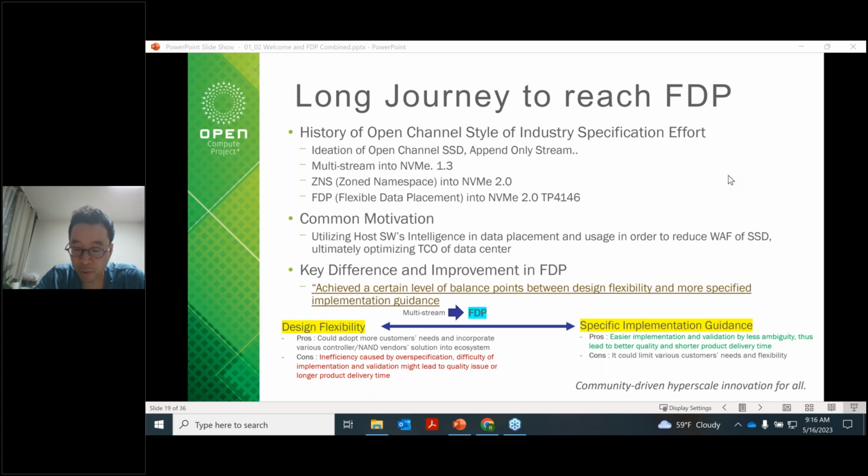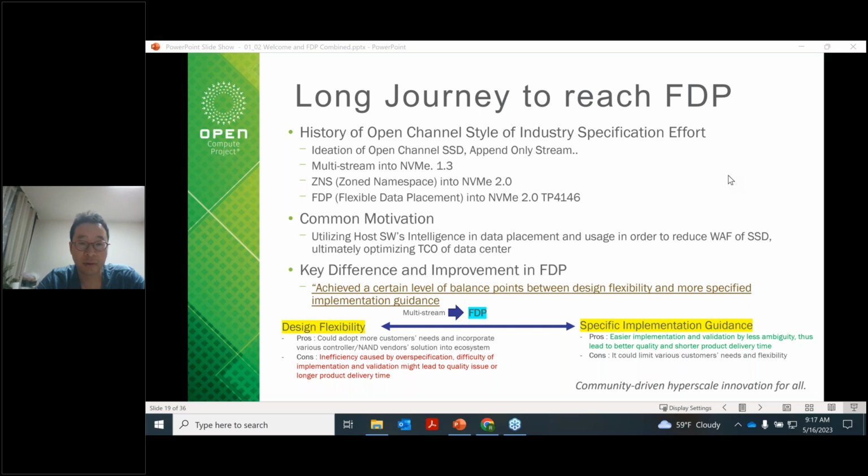Meanwhile, if you pursue more specific implementation guidance, it greatly helps make implementation easier and more efficient because there is less ambiguity in the spec. However, if you specify too much detail, it also could limit various customer needs and extensibility. In my opinion, compared to the multi-stream spec, FTP achieved a better balance point between these two somewhat conflicting goals, so that SSD suppliers could provide more solid products with better quality within a shorter time frame, while providing the benefit of decreased WAF of the SSD to the customer.